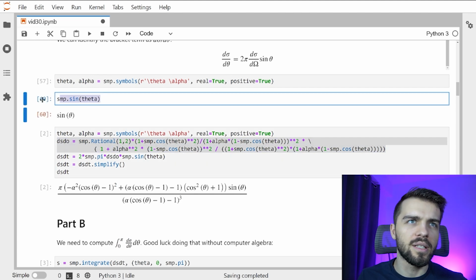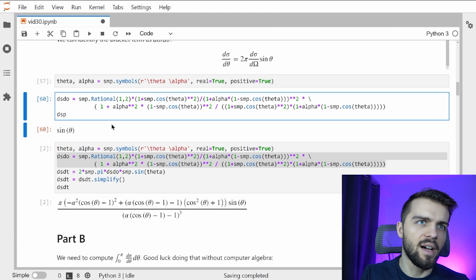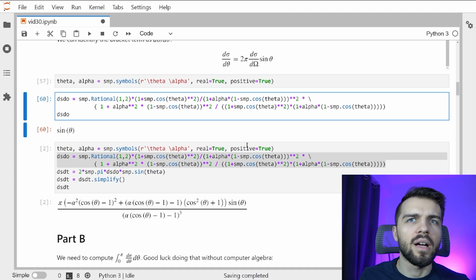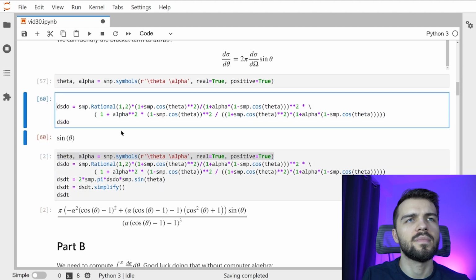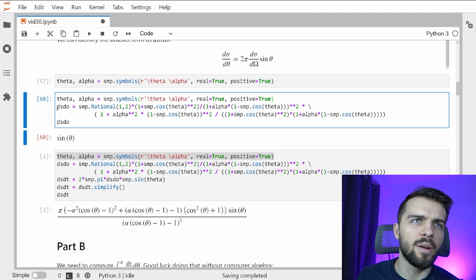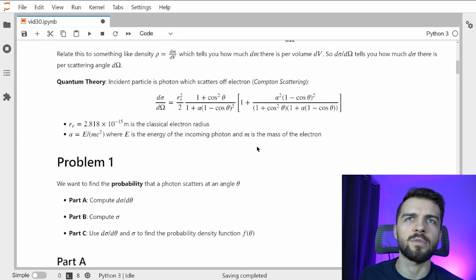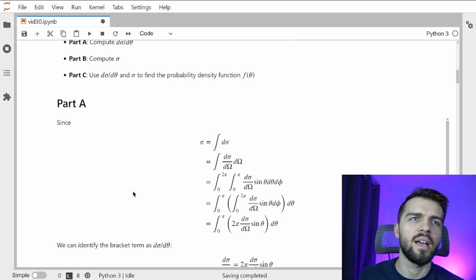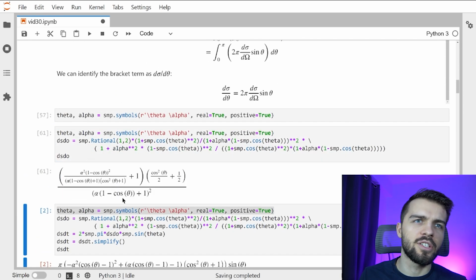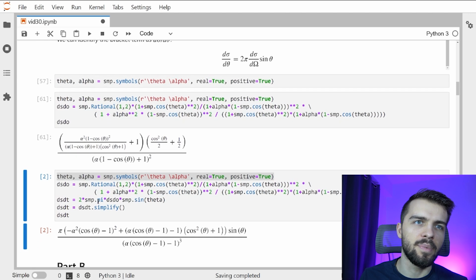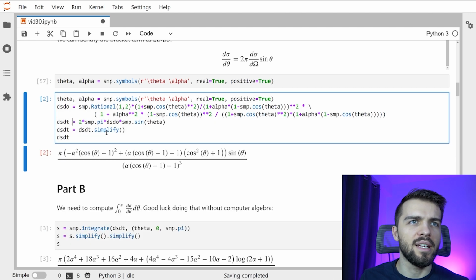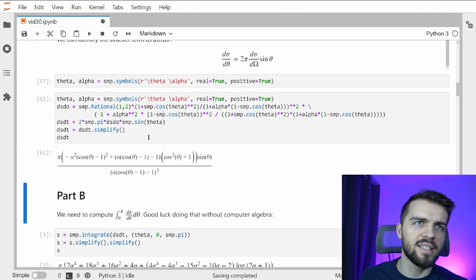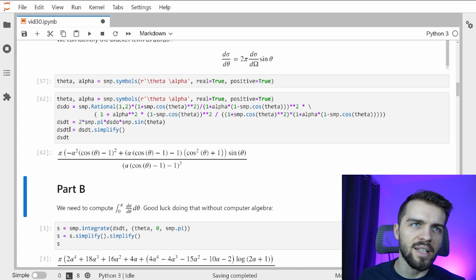I'm basically just copying the expression I have. So I can take the first few lines here. Here I'm defining ds do, and I'm just copying this expression here, d sigma d omega. It basically just rewrites that in a SymPy form. And ds dt is 2 pi times this times sine theta. So 2 pi times ds do, which is this expression here, times sine theta. I set that equal, I simplify it, and I can look at ds dt, and I get this expression here. So d sigma d theta is given by this. So now I have that expression.